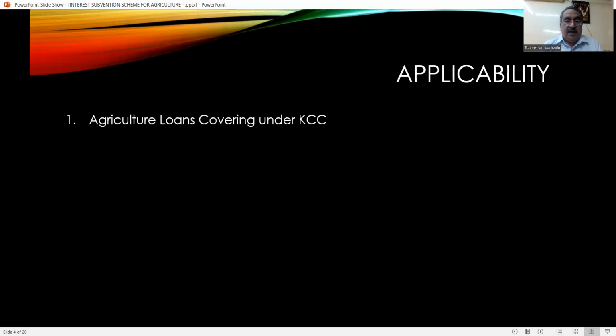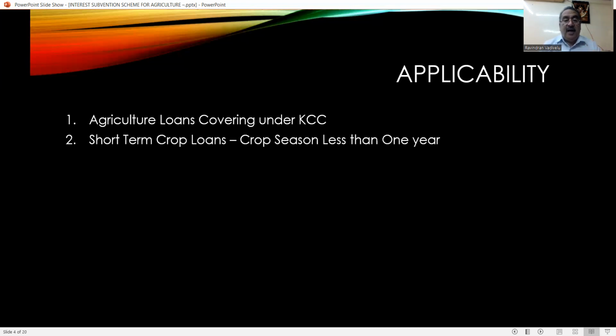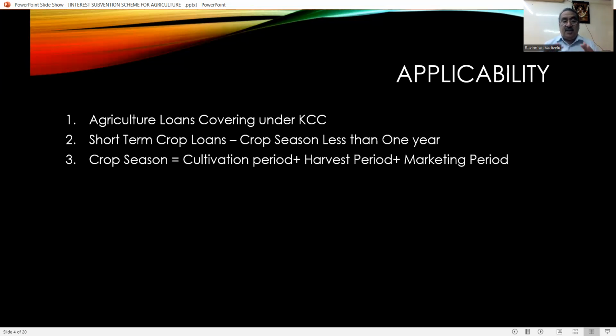And what is the applicability? It is applicable only for the agricultural loans covered under KCC, Kisan Credit Card. Only for this, the RBI circular is applicable. That is, you can claim interest subvention only against the loans sanctioned under KCC. And there they said that two loans are eligible. One is the short-term crop loan.